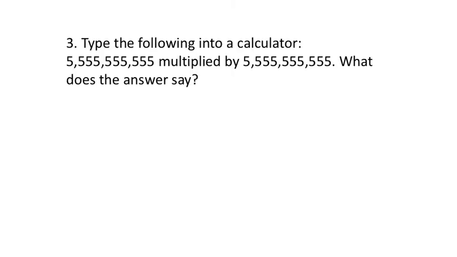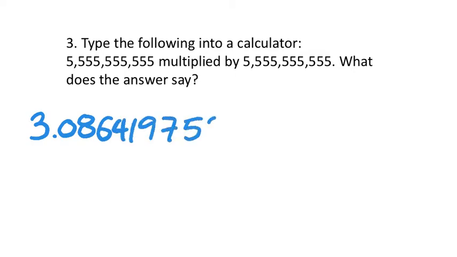Let's try this one. We're going to take the calculator. It appears to me that's 5,555,555,555. That's 10 fives. So I'm going to type in 10 fives. 1, 2, 3, 4, 5, 6, 7, 8, 9, 10 fives. And it says multiply by the other one. That's okay. Times 1, 2, 3, 4, 5, 6, 7, 8, 9, 10 fives. And when I push enter, this is what the calculator shows, at least to me. 3.08641975 times 10 to the power of 19.